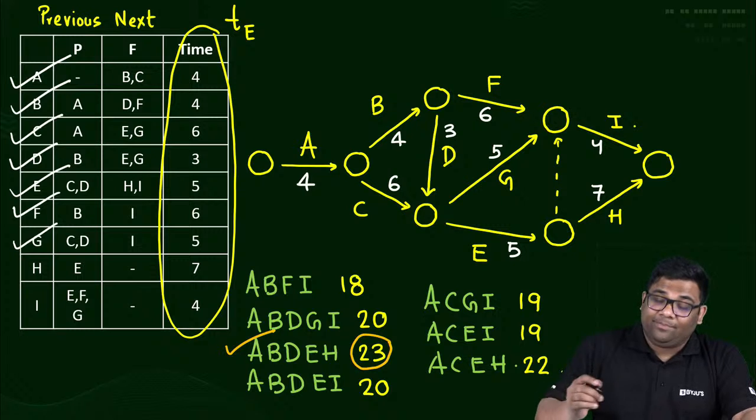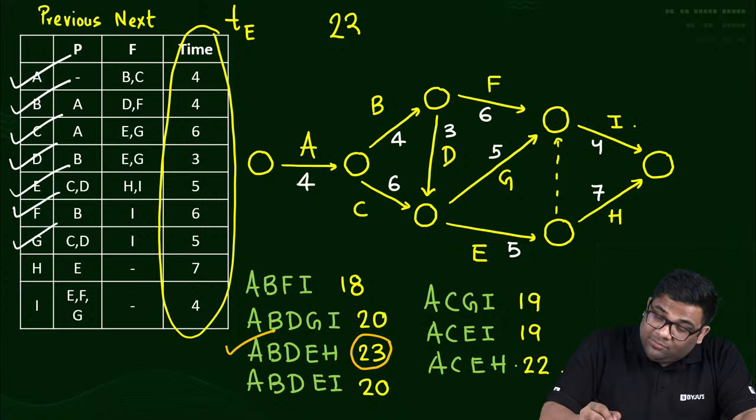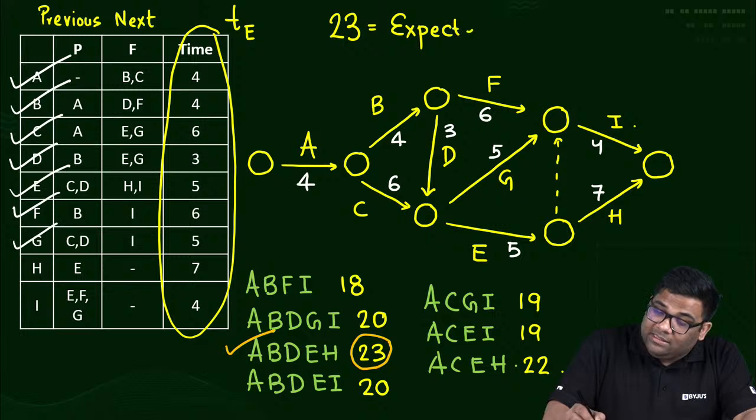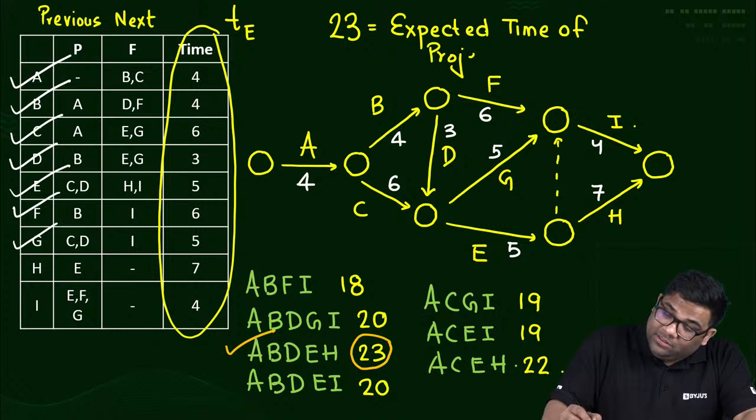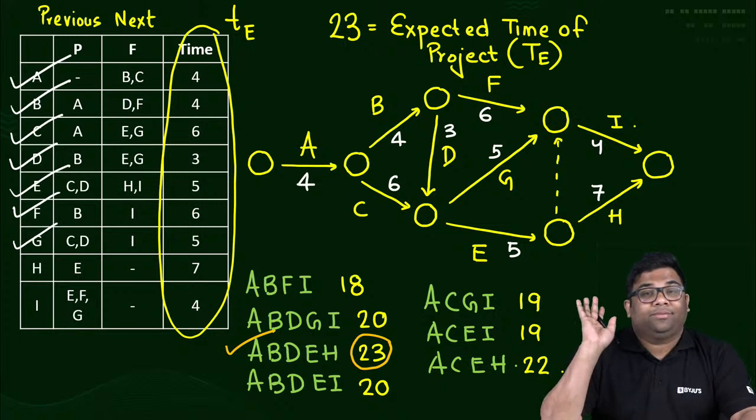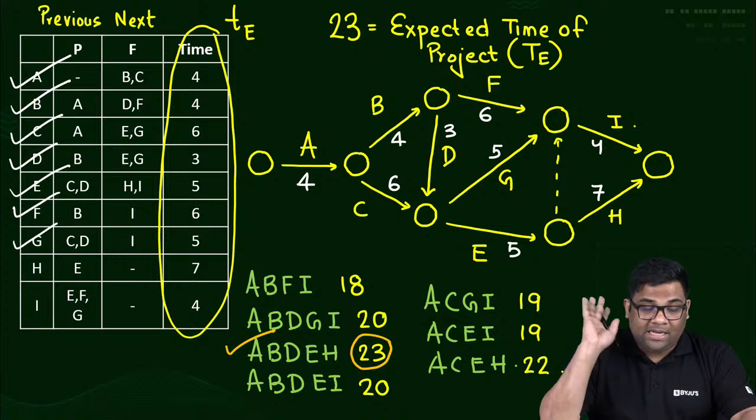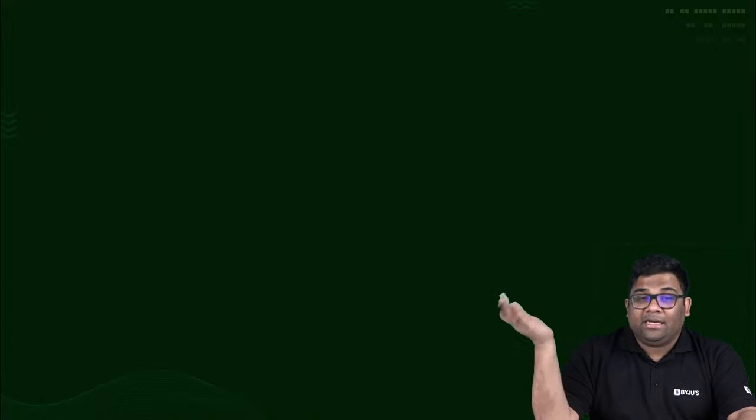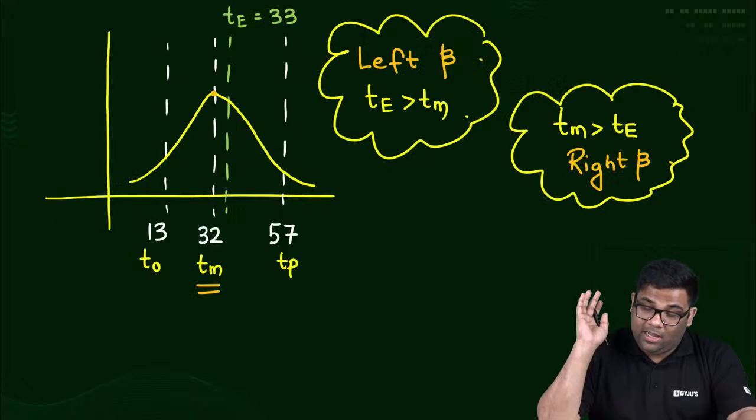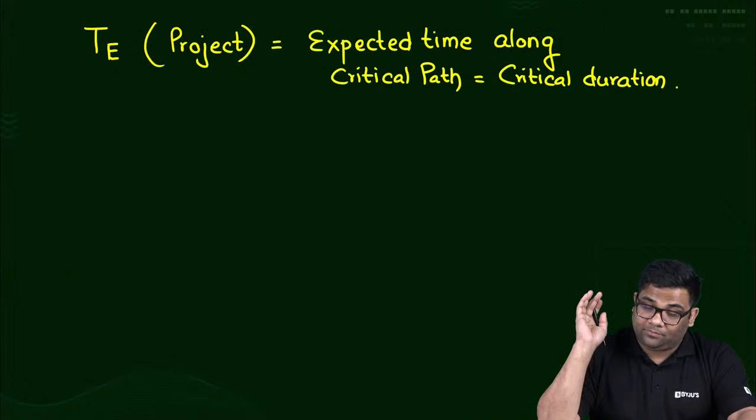So when I am asking you to find out the critical path duration, suppose it is 23. This 23 also becomes the critical path duration. This also becomes the expected time of the project. Everybody understood? This is the expected time, T capital E, of the project. The critical duration is the expected time of the project.